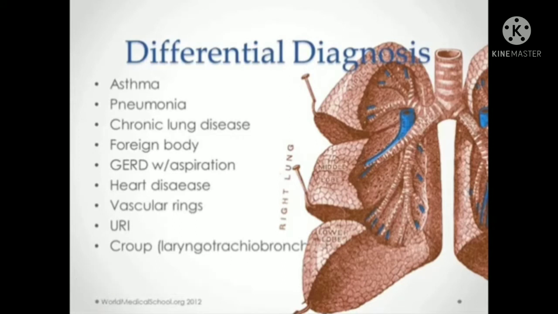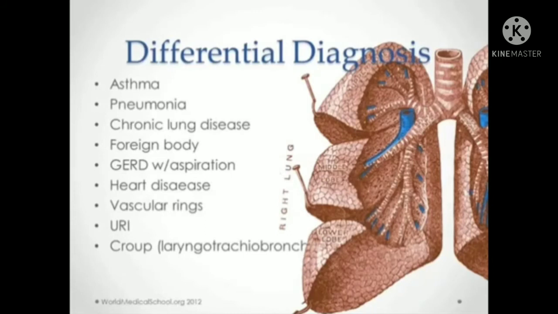GERD with aspiration, heart disease, can also have some lung sounds. Vascular rings, upper respiratory infection. So really what differentiates this from an upper respiratory infection is the wheezing. We talked about how it's the same viruses that cause it: rhinovirus, adenovirus, and then potentially RSV can cause upper respiratory infection too. But the wheezing is going to be the big difference, and that's going to tell you that the inflammation is down there deep in the bronchioles.